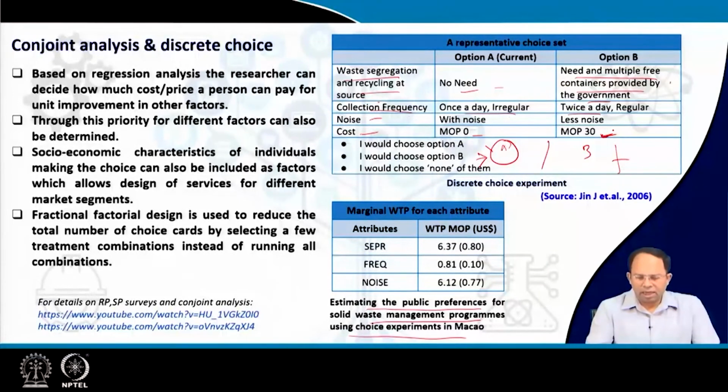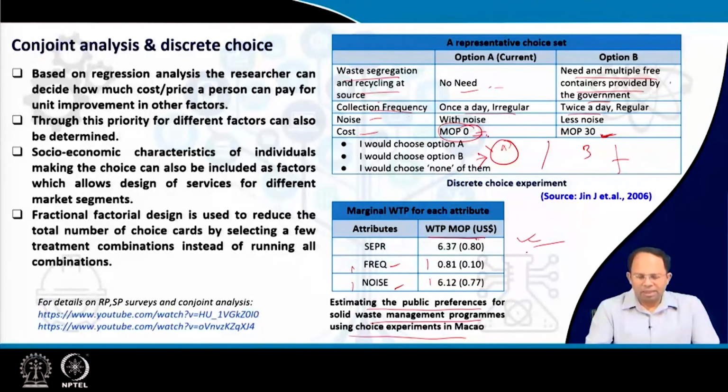Okay. So as you can understand over here, for frequency and for noise, you can determine this WTP value for a 1 unit change of frequency, a 1 unit change of noise. What is the amount of money that a person is willing to pay? This can be easily determined by taking a ratio between the attribute weight for this particular factor and the attribute weight of other factors, right?